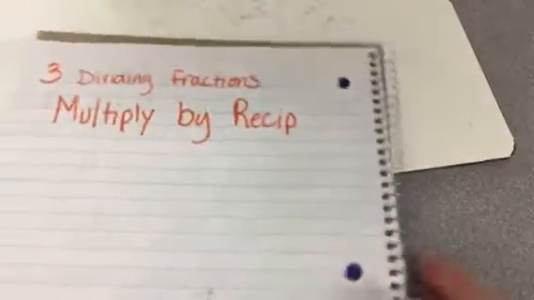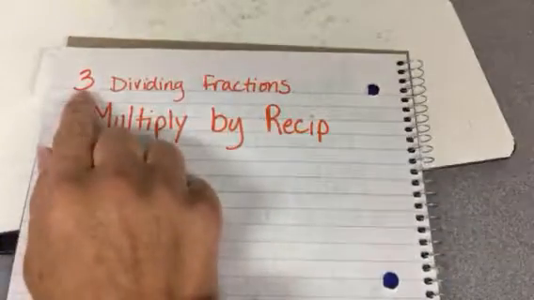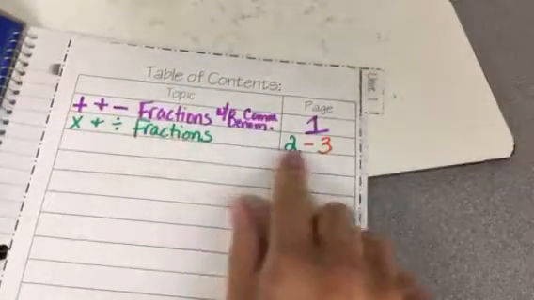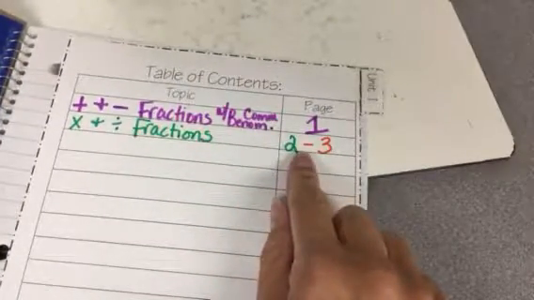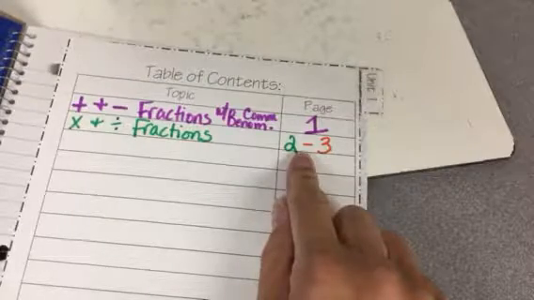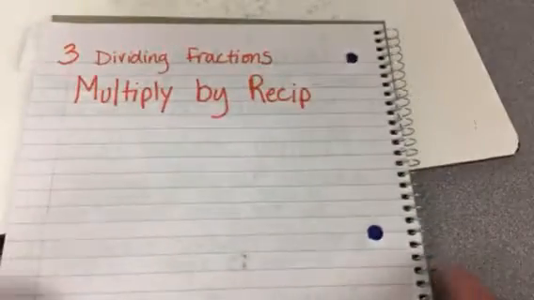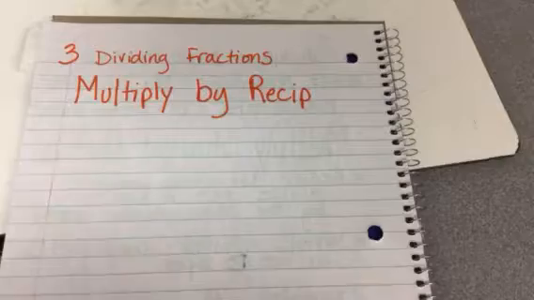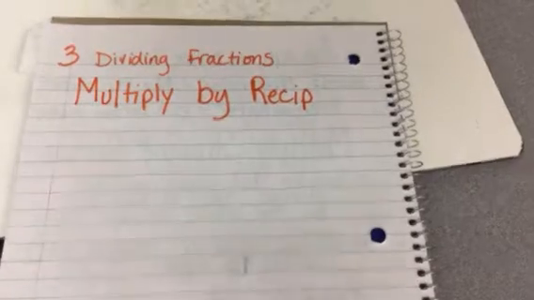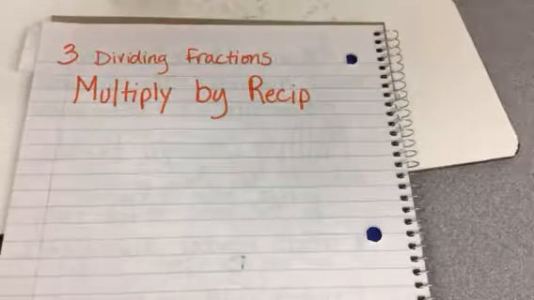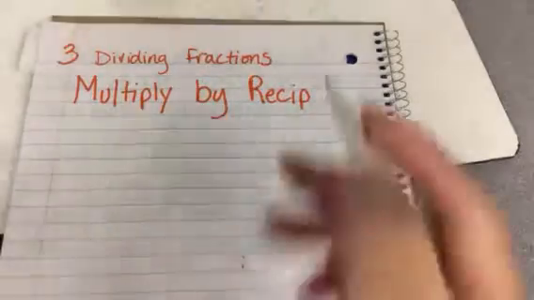If you'll turn over to the back of that page and put a number 3, this is going to be page 3. And you can also go in and update if you have your table of contents already set up. If you've done that station in that video, then you can go ahead and add 2-3 onto your table of contents. Okay, so we're going to talk about dividing fractions. And we're going to specifically write down the rule that we multiply by the reciprocal.